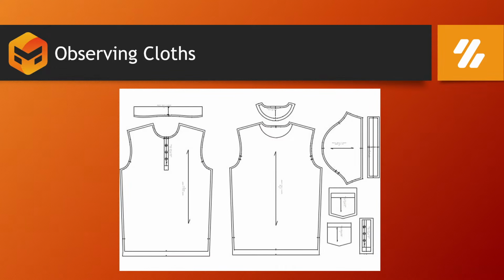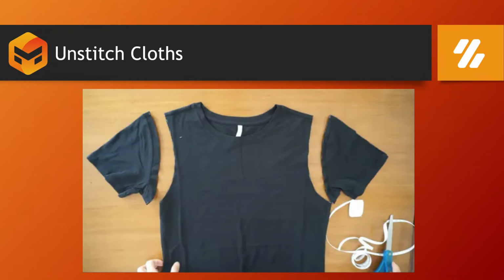You can start by observing clothes and see how the pieces are stitched to each other, check some basic patterns, and then move to complex patterns once you are familiar with them. Moreover, you can find some old clothes that you're not using anymore and unstitch or cut them to unfold them. This way, you will be able to see how the patterns are stitched together.